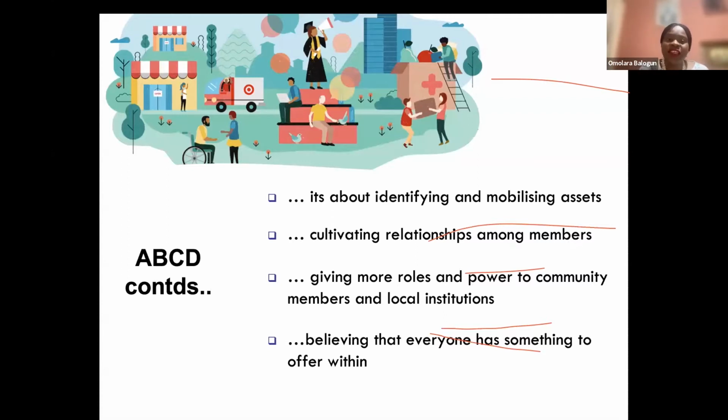Okay, so ABCD is really talking about cultivating relationships among people within a certain confinement, within a certain community. And it's also about allocating roles and power to every member of this community, because the sustenance of that community lies in our collectivity. And finally, it is believing that everyone within your organization, within your network, within your coalitions, within your community has something to offer for the future of that community. And that is the very beginning of the ABCD model.